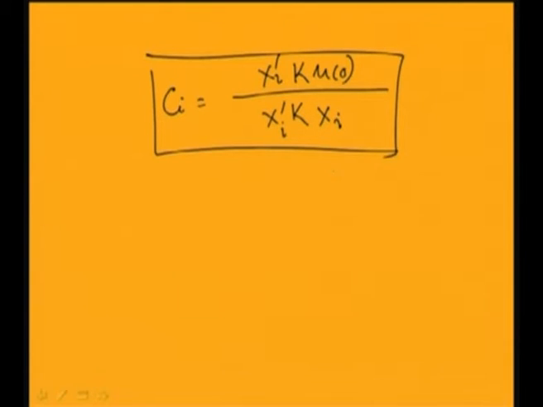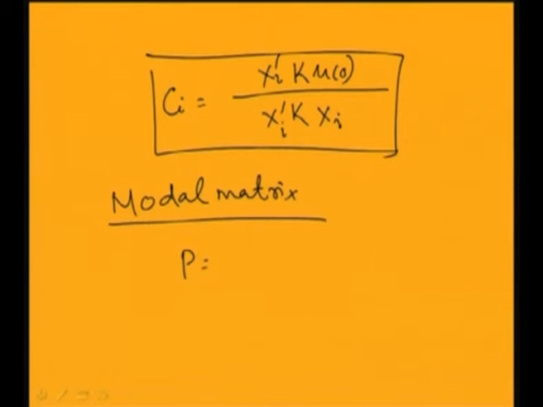So from the known stiffness matrix and mass matrix I can find the modal participation of different modes in the resulting free vibration of a system. So now, we know this modal matrix of the system can be written in this form: P equal to x1 x2 x3 up to xn.